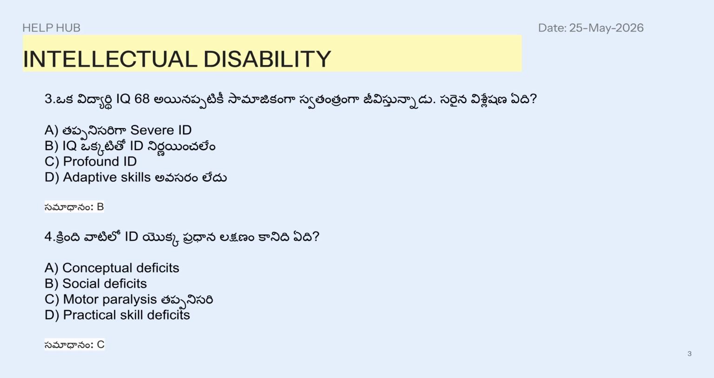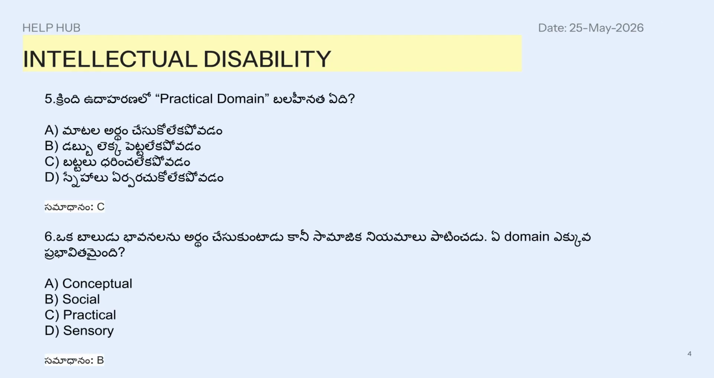Question 4. Which of the following is not a core feature of ID? The answer is C. Mandatory motor paralysis. Question 5. Which example demonstrates a weakness in the practical domain? The answer is C. Inability to dress oneself.